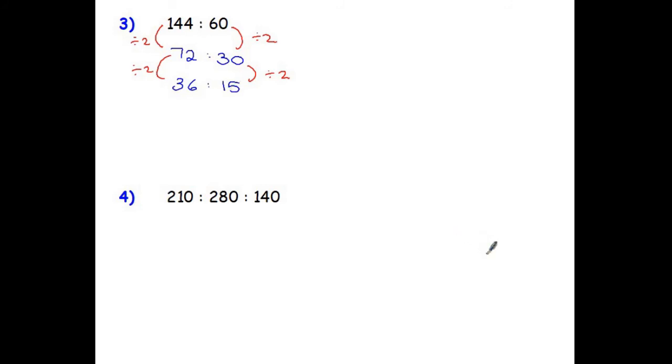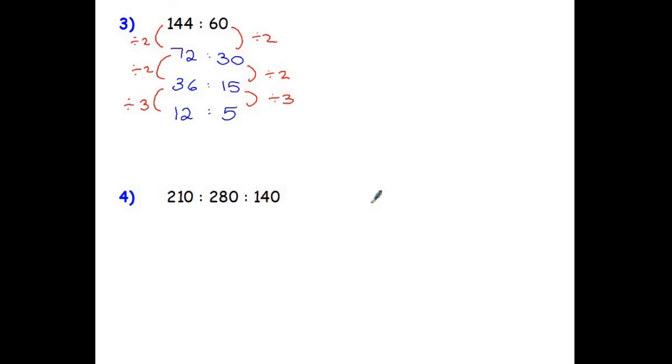2 doesn't go into both of those, but 3 does. So we could divide them both by 3. 36 divided by 3 is 12. 15 divided by 3 is 5. So you have 12 and 5. There is no other number that goes into both 12 and 5 other than 1.